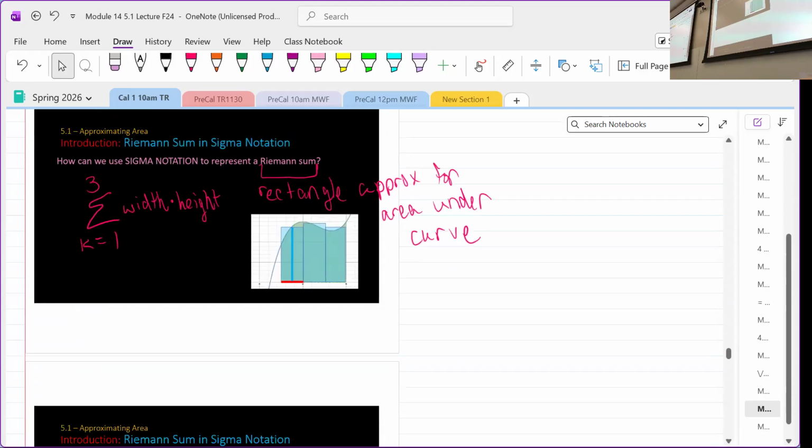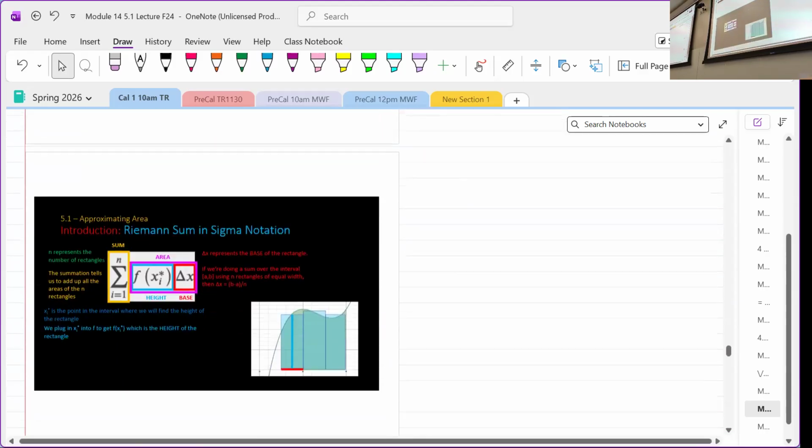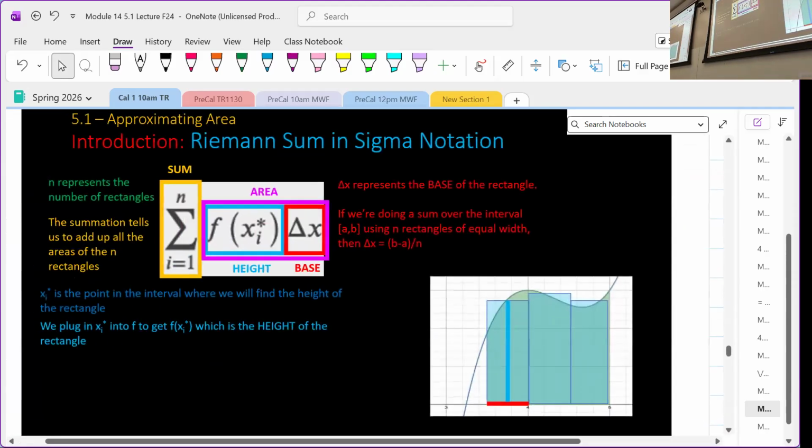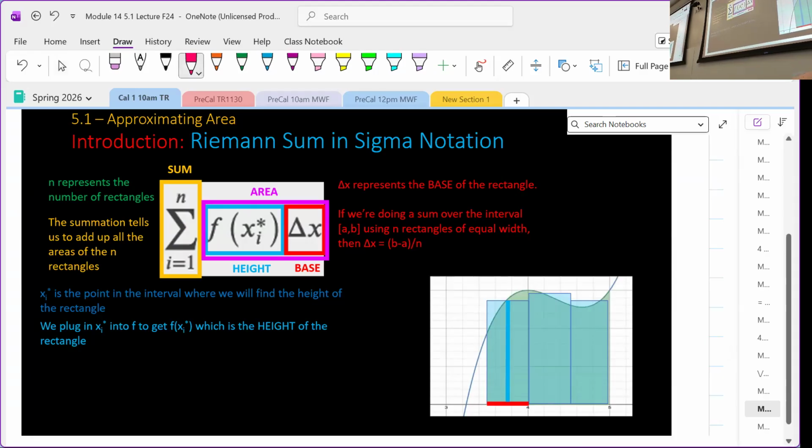But now we're going to make it a little more interesting. We're going to get a little fancier with our formula. So what if instead of focusing on 3 rectangles, I said, I don't know how many rectangles I want, I just want to write this formula in a general sense. So n represents our number of rectangles. That n shows up as our end n for the summation indices. Sigma notation is just saying add all the things.